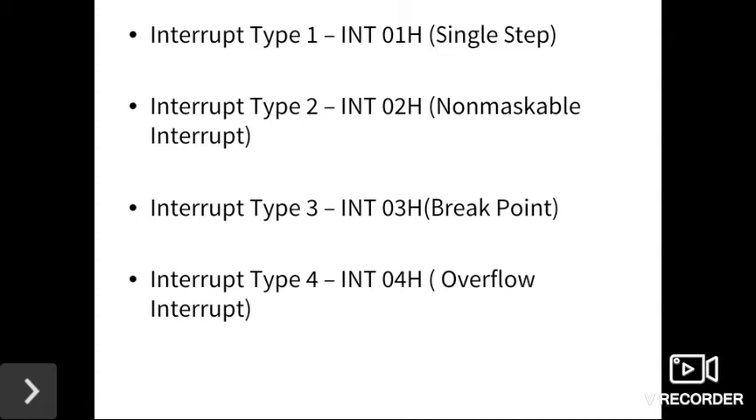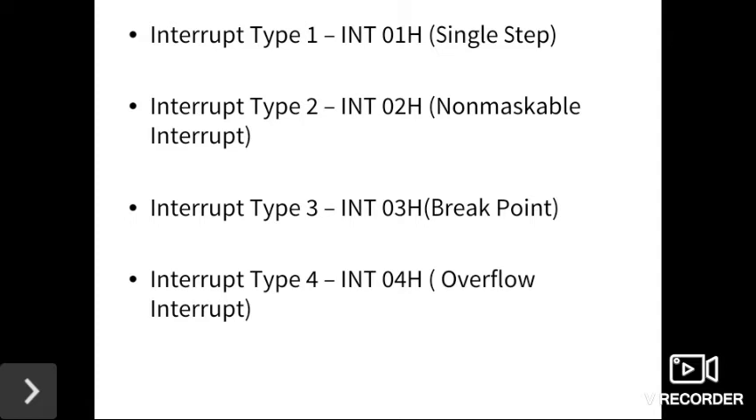Then it loads the CS value, that means the code segment value, from the starting address 0006H, and the IP value from the starting address 00004H for the type 1 interrupt service routine. So this is for interrupt type 1.